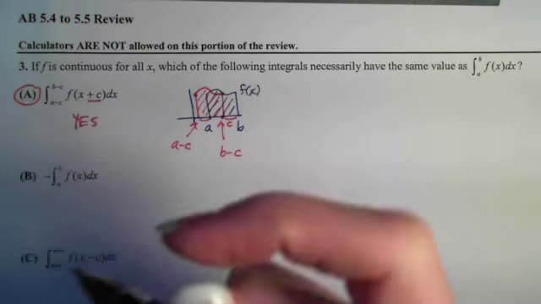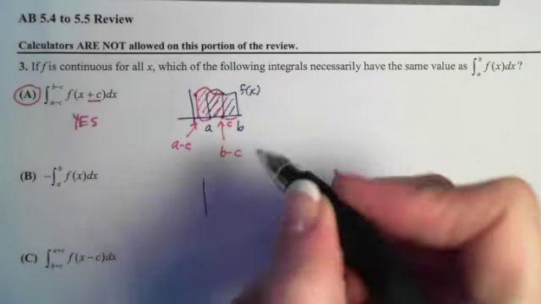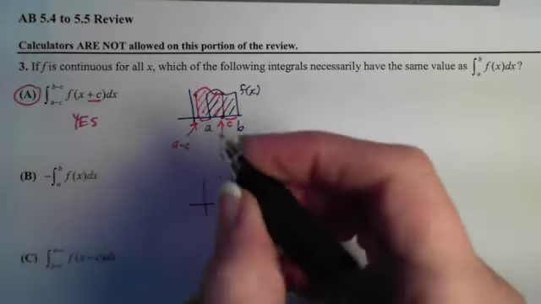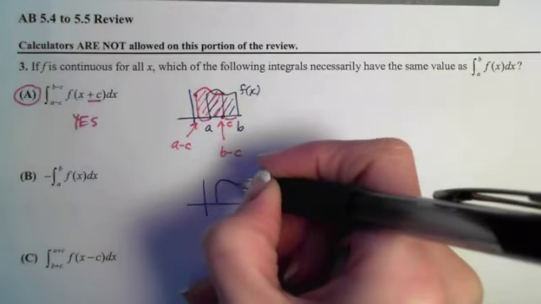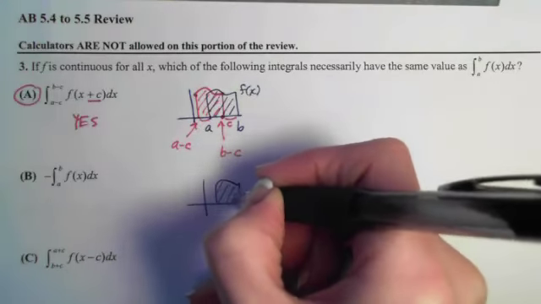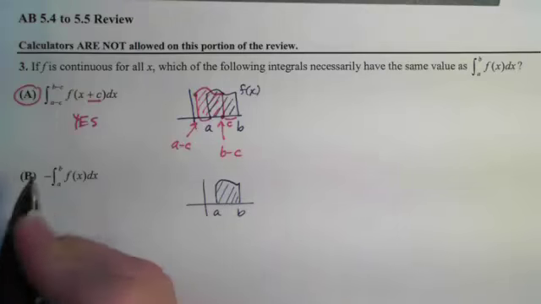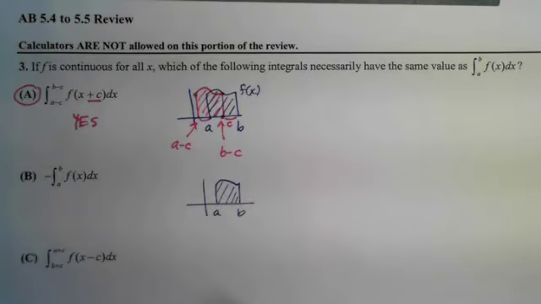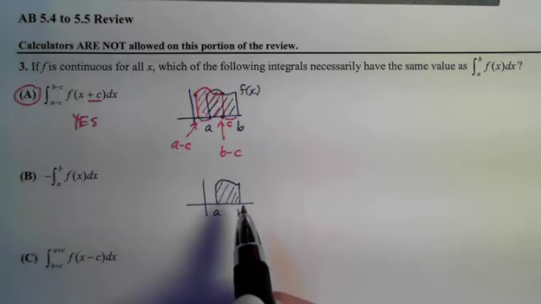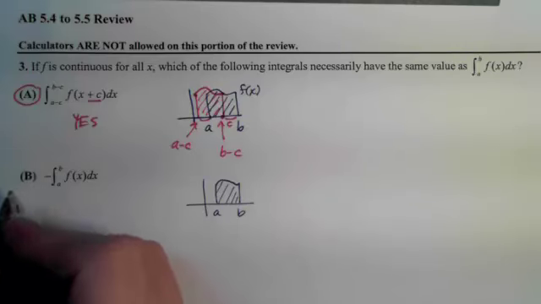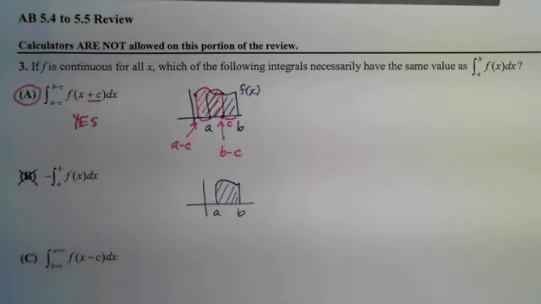If we look at B, here's our accumulation still from A to B. This one says I want to take the opposite of that. So if I do the opposite, I'm going to be changing the sign of that accumulation. If the original was positive, the new one would be negative. So no, that's not going to work.